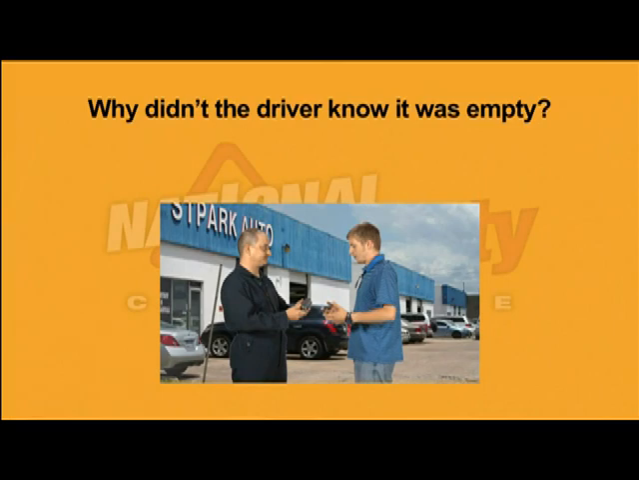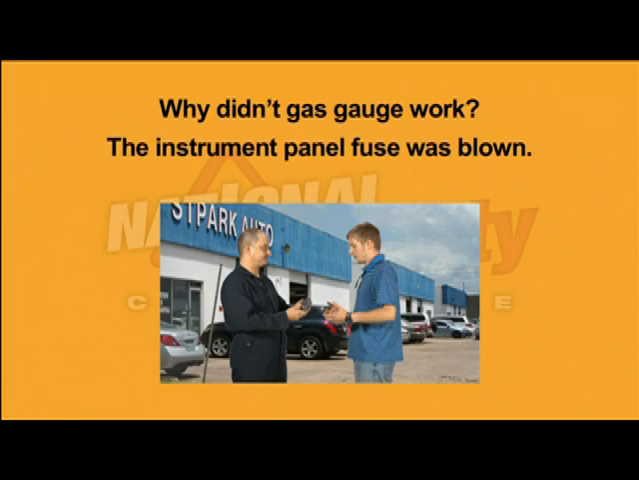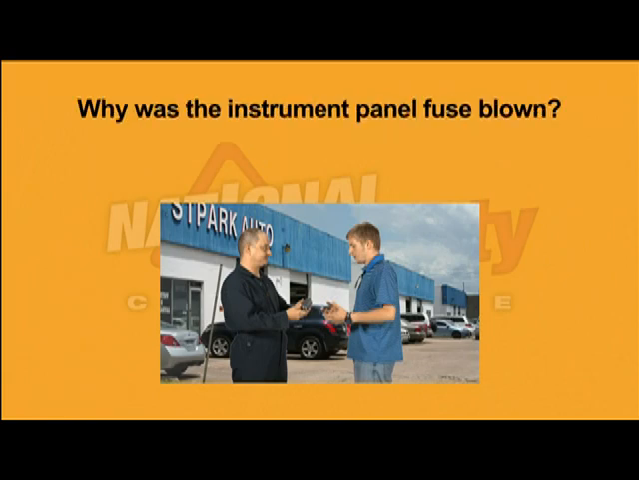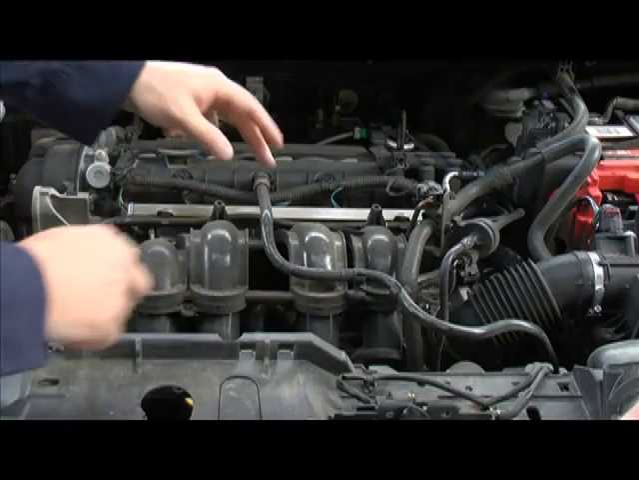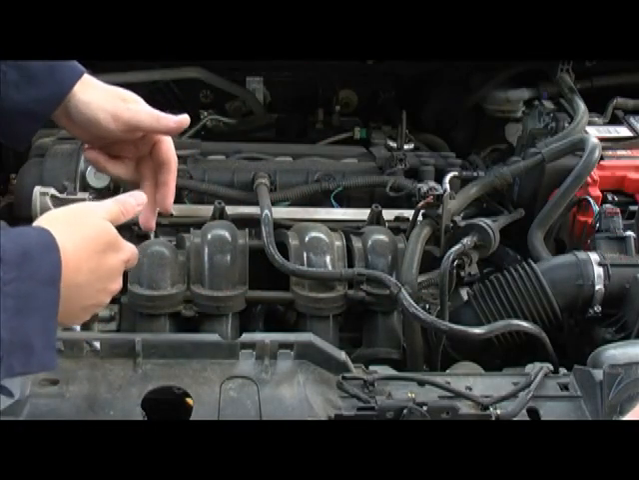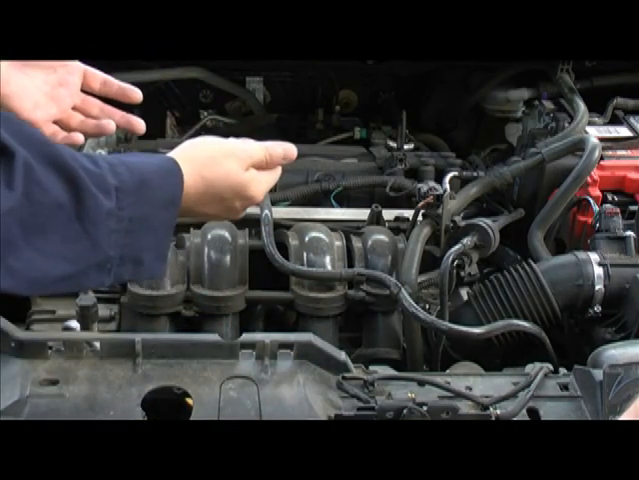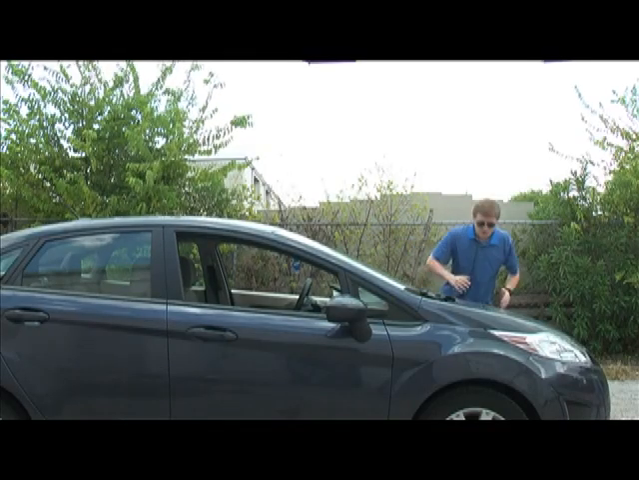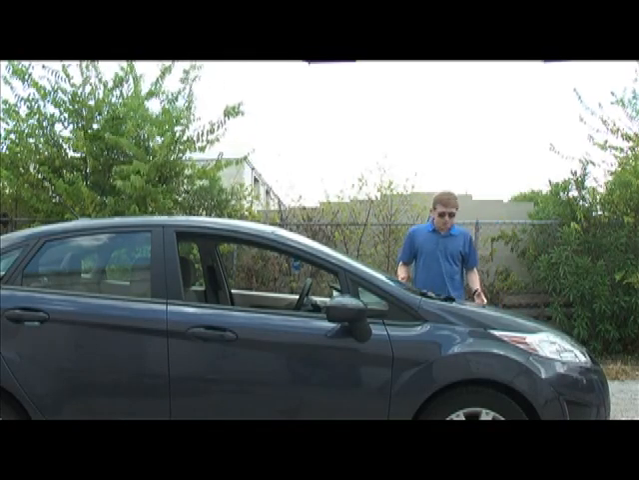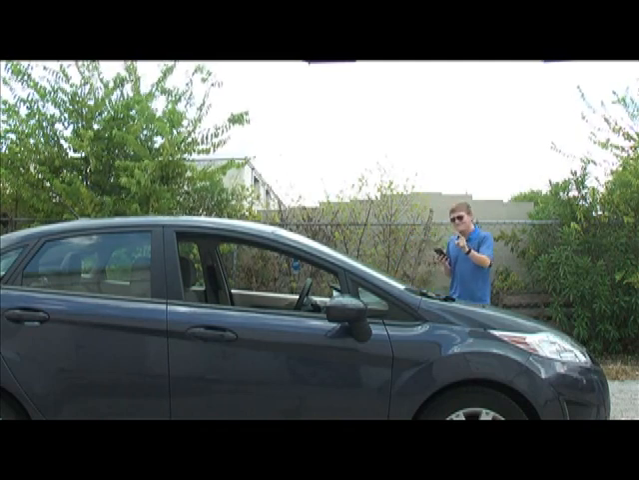Why didn't the driver know it was empty? The gas gauge didn't work. Why didn't the gas gauge work? The instrument panel fuse was blown. Why was the instrument panel fuse blown? The fuse was old and needed to be replaced. From this example, you can see the root cause for running out of gas was an old blown-out fuse. The other causes are true, but not the main reason for the incident. If the fuse is replaced, then the gas gauge would have worked properly, and the driver would know to get gas when the gauge indicated it was low.